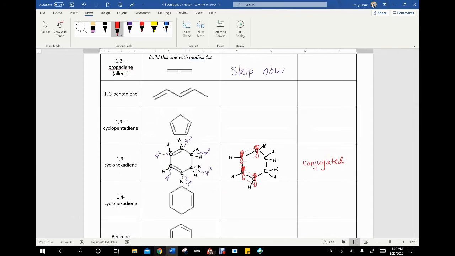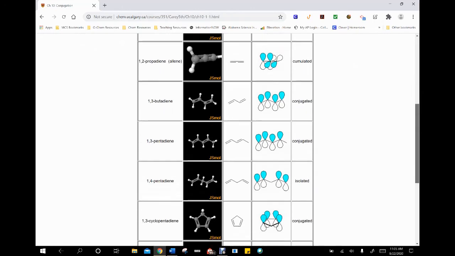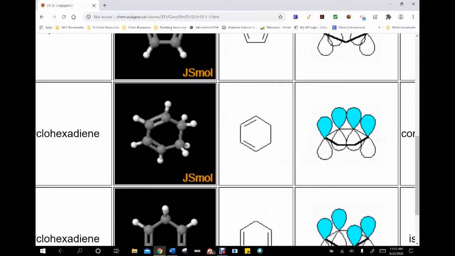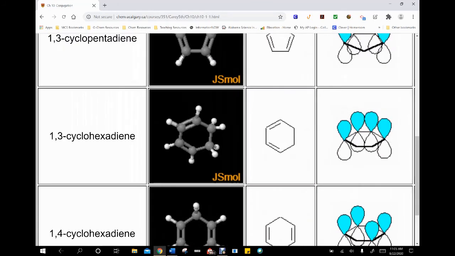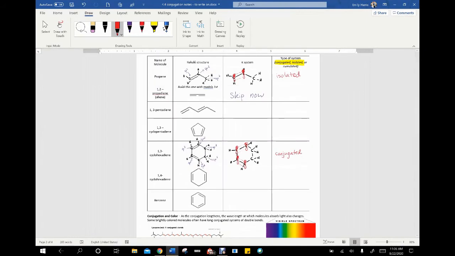And to show you this illustrated just a little more nicely, let me scroll down here. So here's the one that we just did, 1,3-cyclohexadiene. So it's a flat ring structure here. Here are those double bonded carbons around the side. And so those 4 carbons with their double bond are able to participate in that conjugated system, while these 2 sp3 carbons are not.